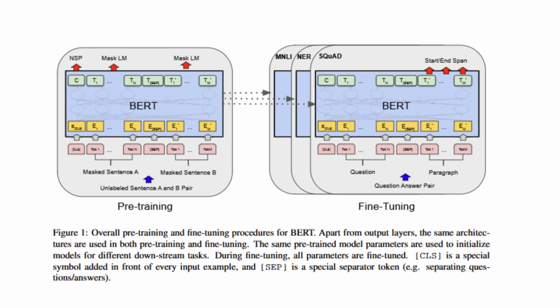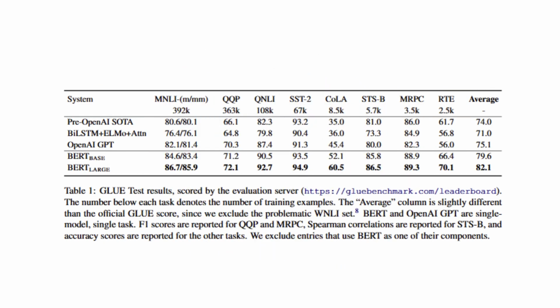That sounds significant. How does this bidirectional approach impact its performance? It leads to state-of-the-art results on a wide range of natural language processing tasks. The paper reports improvements across 11 tasks, including question answering and language inference. For example, it pushed the GLUE score to 80.5%, a 7.7% absolute improvement over the previous best. Similar significant gains were seen on other benchmarks like MultiNLI and SQuAD.